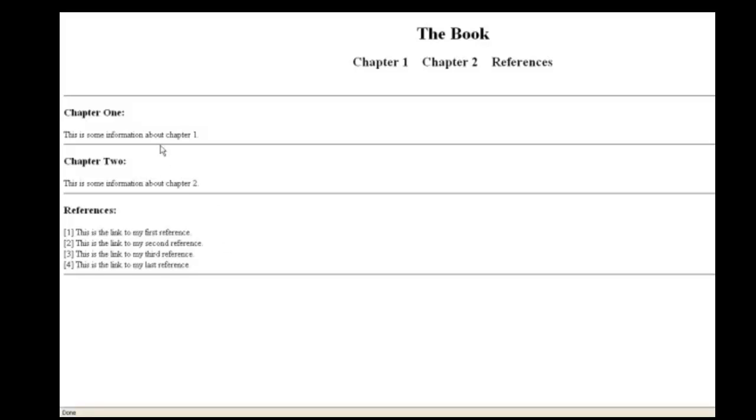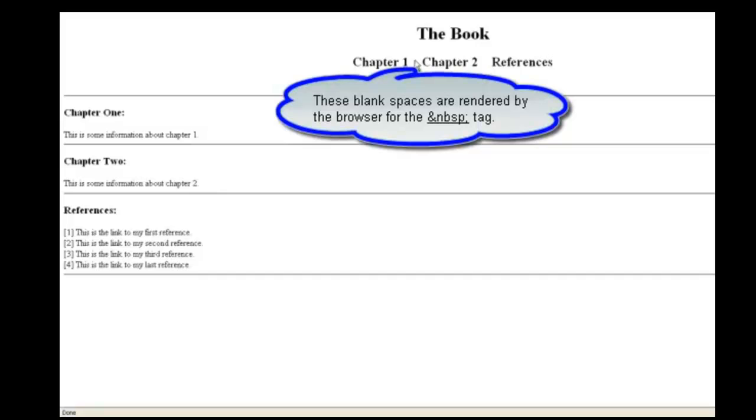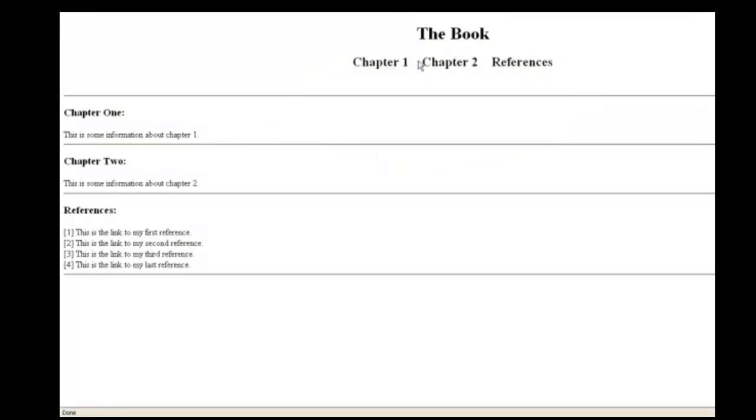As you notice here, I have created the first H1 heading, and then I centered the paragraph by using the center tag, and then I added chapter 1, two blank spaces, that was the ampersand NBSP semicolon. That's an entity that HTML browsers identify as a single space. Otherwise, if I had just put spaces, they wouldn't be rendered here, as we talked about last week. And then I added chapter 2 and references.